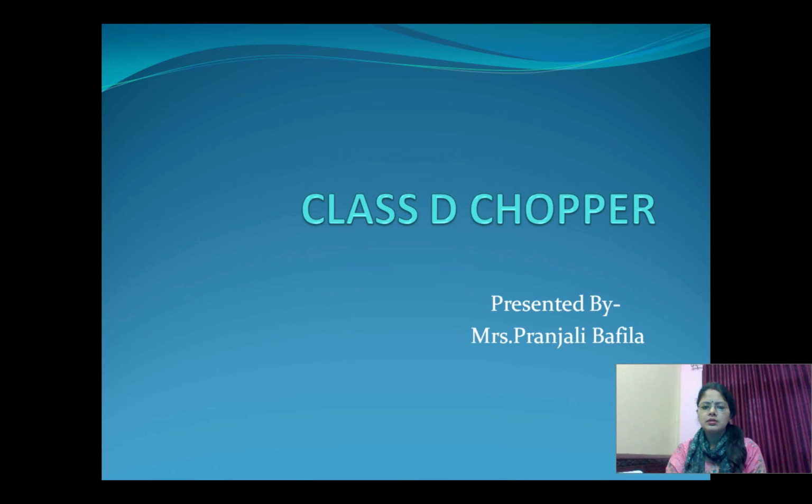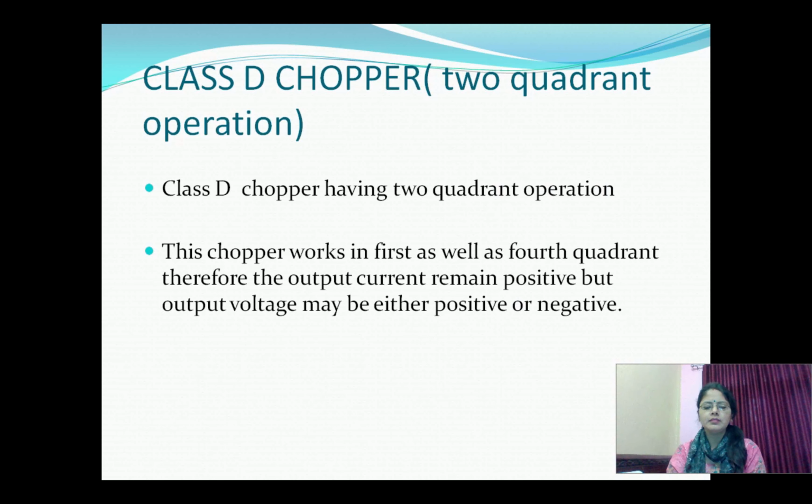Okay, students. Next topic is Class D chopper. Class D chopper is a two-quadrant operation. This chopper works in the first as well as the fourth quadrant. Means this chopper works on two quadrants, first quadrant and fourth quadrant. Therefore, the output current remains positive, but the output voltage may be either positive or negative.